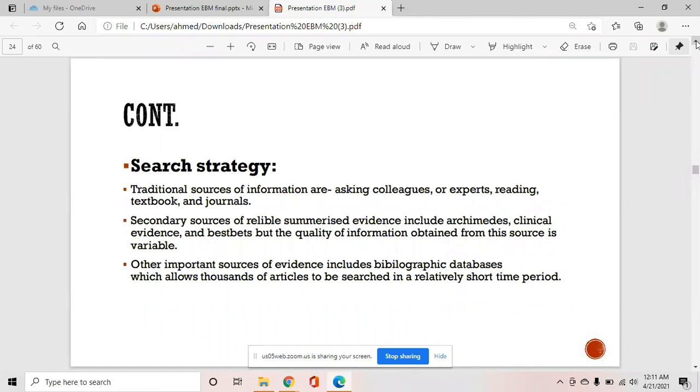Search strategy. Traditional sources of information are asking colleagues, experts, reading textbooks, and journals. Secondary sources of reliable summarized evidence include Archimedes, Clinical Evidence, and Best Bets, but the quality of information obtained from this source is variable. Other important sources of evidence include bibliographic databases, which allow thousands of articles to be searched in a relatively short time period.